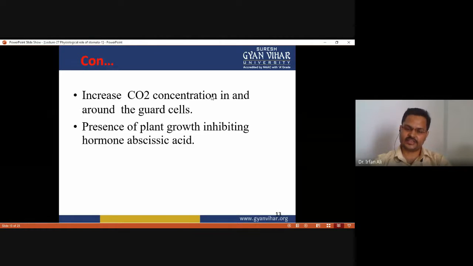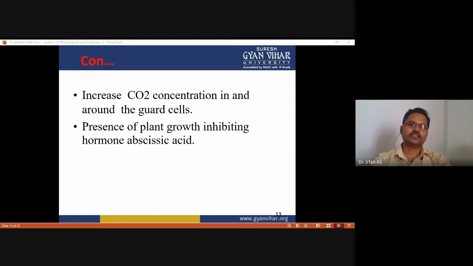or subsidiary cells also favors the closing of stomata, because in the night time there is no photosynthesis. That's why the CO2 concentration is high around the guard cell, in the subsidiary cells or in the mesophyll cells. So this favors the closing of stomata, and presence of plant growth inhibiting hormone like abscisic acid also favors the closing of the stomata.